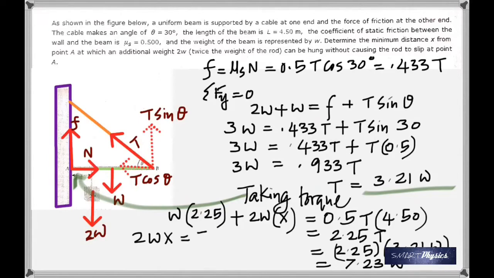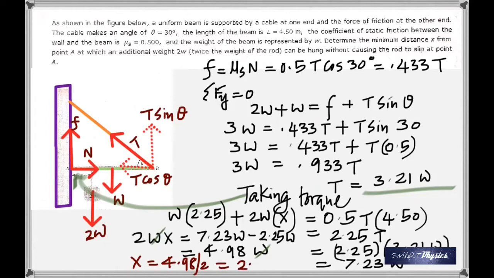On the left side, now we can take this to the other side and subtract, which gives 4.98. The W's can be cancelled from both sides and you get x is equal to 4.98 divided by 2, which is 2.49 meter. Well, this again is a very important question, and make sure you understand how this is done.